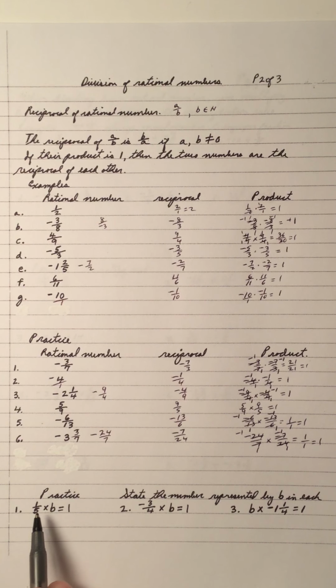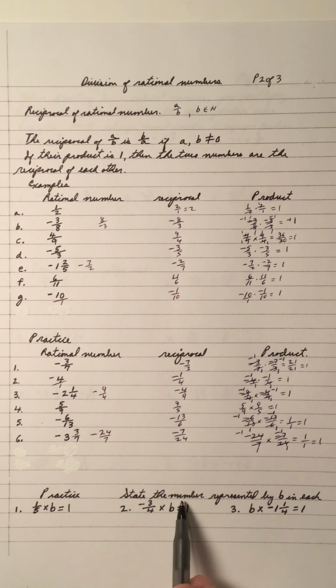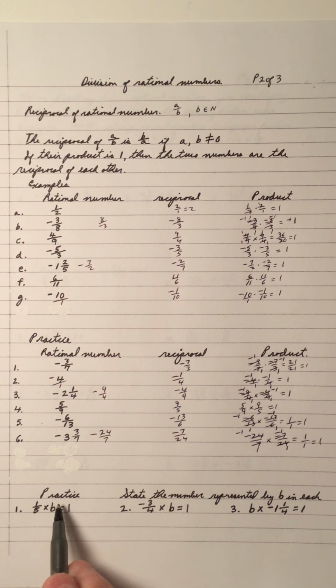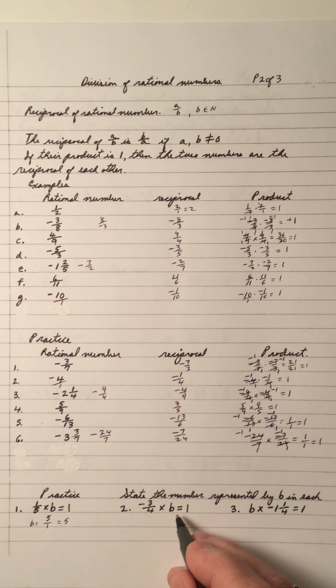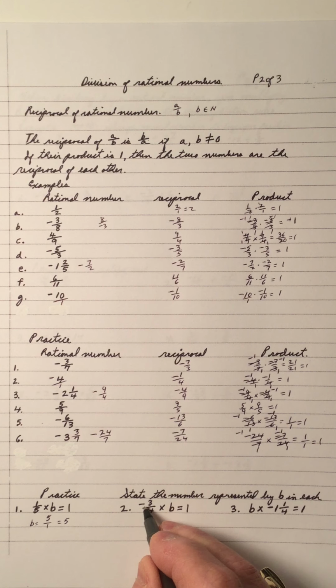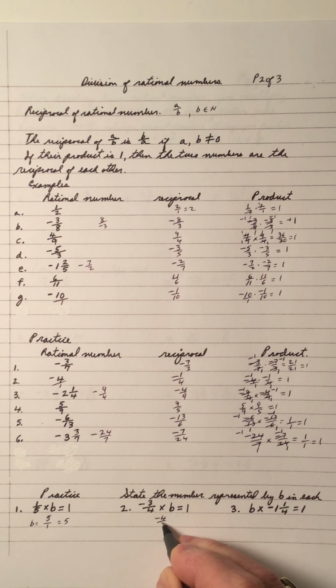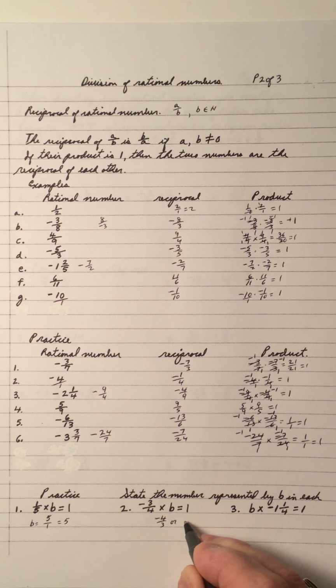And see if you can work these out. State the number represented by b in each. Pause, work these out. So 1/5 times what number gives you 1? Well, it must be its reciprocal, which is 5 over 1, which is 5. So b can be 5. And number 2, if you multiply two numbers to get 1, it must be its reciprocal. So the reciprocal of negative 3 over 4 is negative 4 over 3. Or you may go 3 into 4 goes once and 1 left over. So you can get negative 4 over 3 or negative 1 1/3.